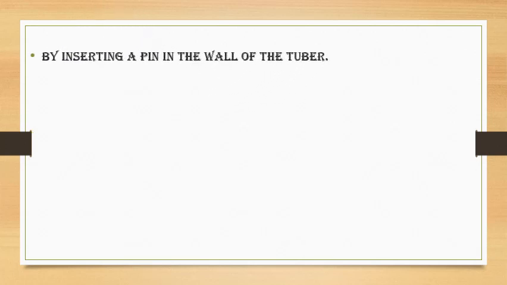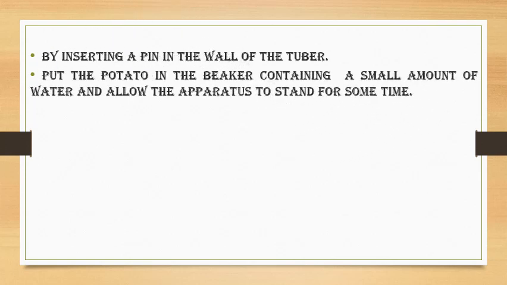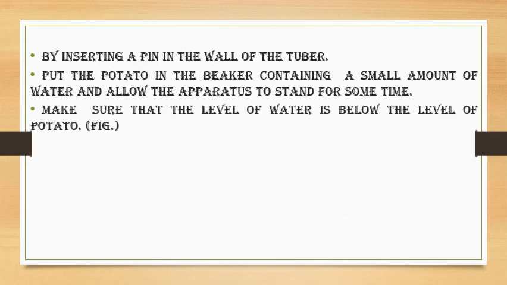By inserting a pin in the wall of the tuber, put the potato in the beaker containing a small amount of water and allow the apparatus to stand for some time. Make sure that the level of water is below the level of potato.